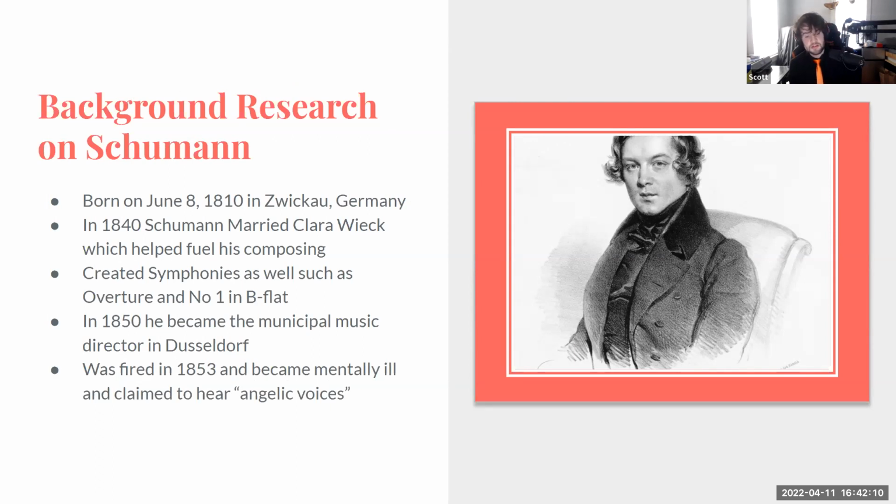He also created symphonies as well, such as the Overture, Scherzo and Finale, and Symphony number 1 in B flat. In 1850, he became the municipal music director in Dusseldorf, but unfortunately, he was fired in 1853 and became mentally ill, as he claimed to hear angelic voices in his head. They put him in a mental ward for the rest of his days without letting him see Clara until a couple of days before he died, which is absolutely a tragic thing to do to somebody.